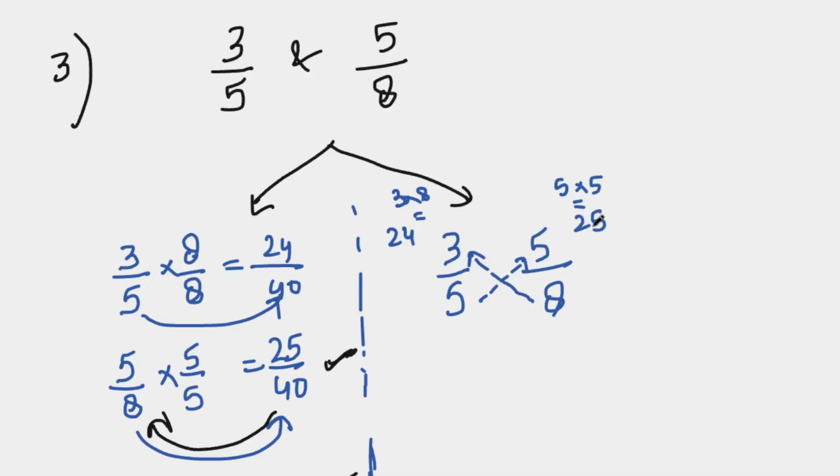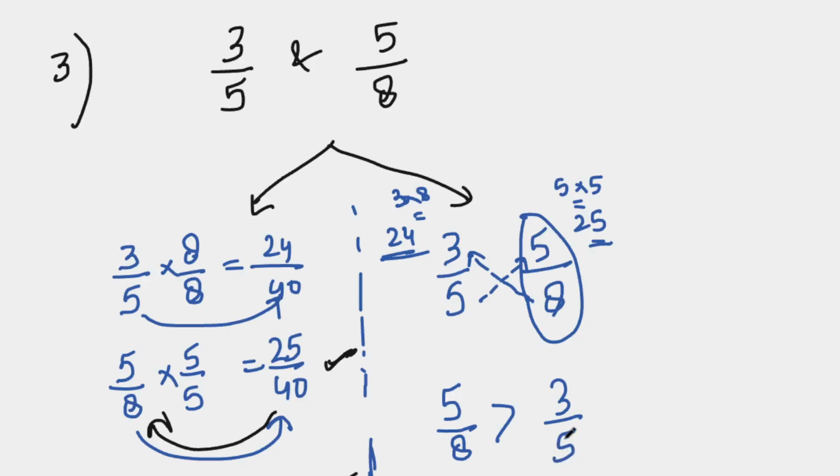Now simply see which number is bigger. Check here itself. Is 24 bigger or is 25 bigger here? 25 is bigger, right? And it is written on top of which fraction? 5 by 8. So simply you can say 5 by 8 is bigger than 3 by 5. Okay, so I'm just repeating it again.